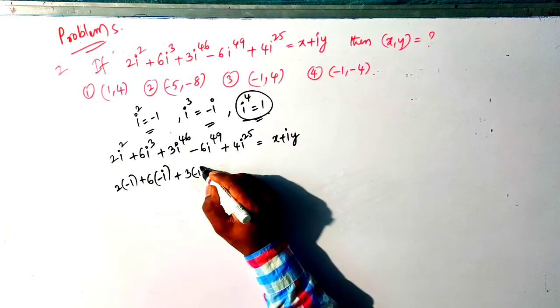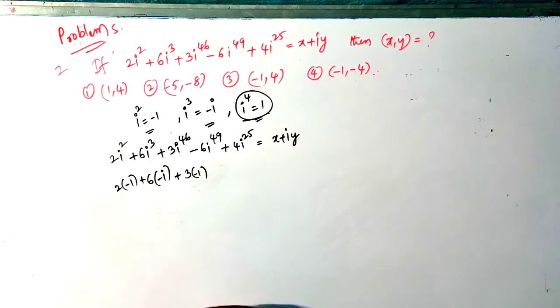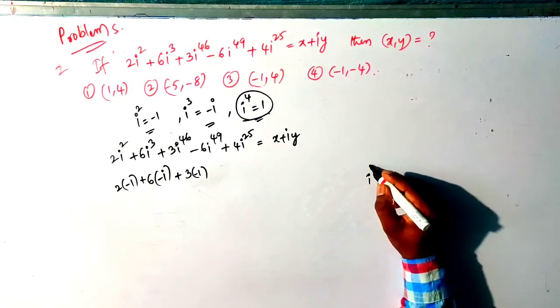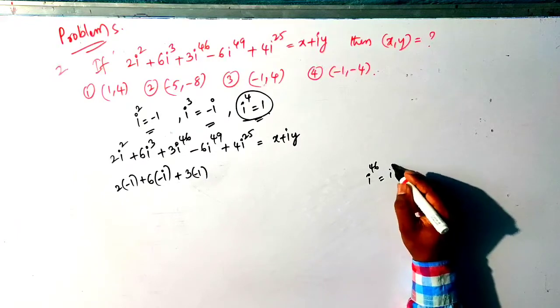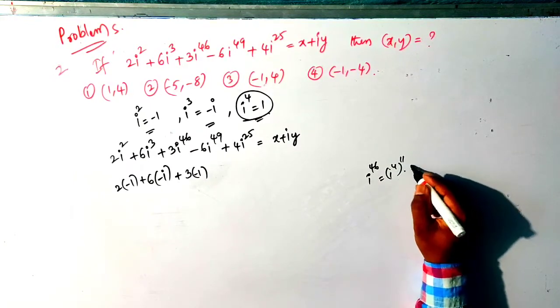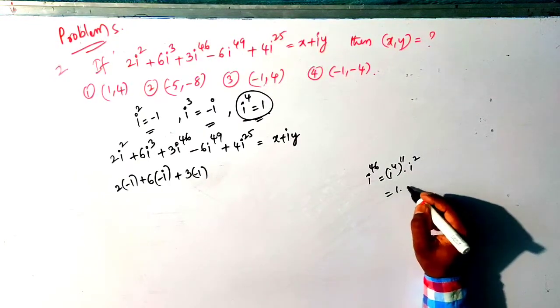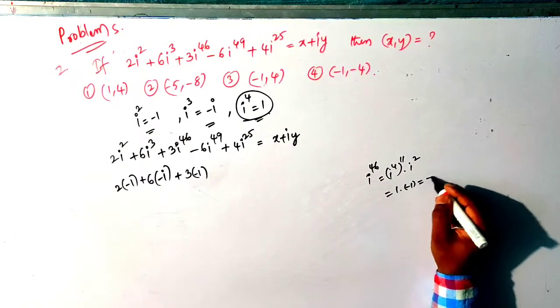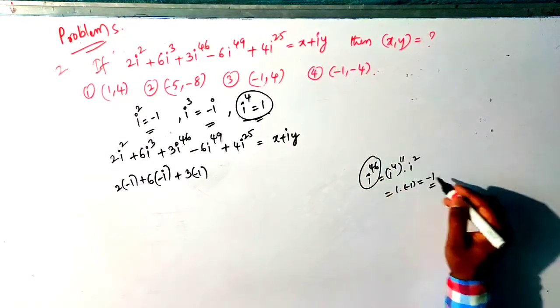So this is nothing but -1. We got it. Clear? So i power of 46 equals i power of 4 whole power of 11 into i square. So this is 1 and this is -1. So that's why we get here -1. i power of 46 value is -1.